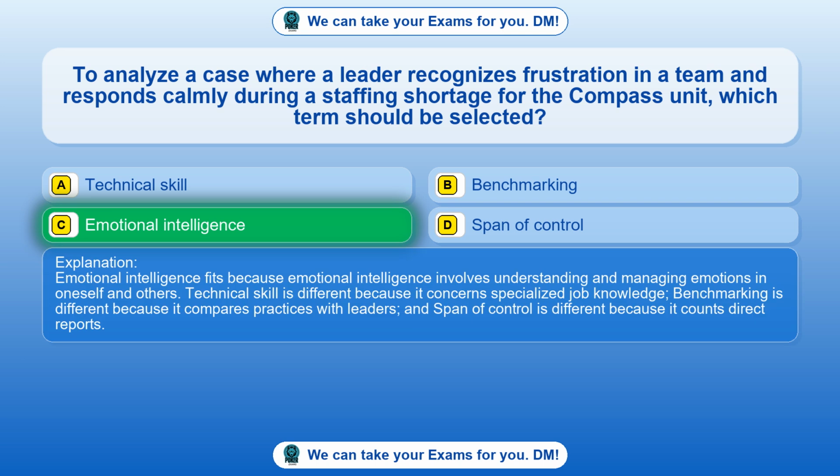Emotional intelligence fits because emotional intelligence involves understanding and managing emotions in oneself and others. Technical skill is different because it concerns specialized job knowledge. Benchmarking is different because it compares practices with leaders, and span of control is different because it counts direct reports.